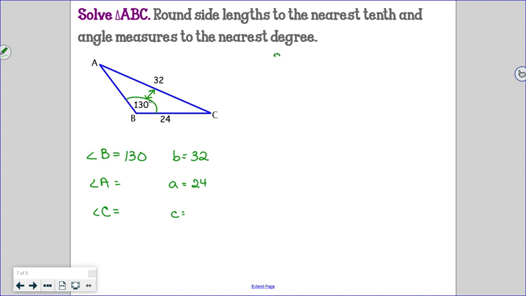So let's look at the difference in what we've seen here. Sine of 130 over 32 equals the sine of, and this time our angle is unknown, sine of angle A over 24.